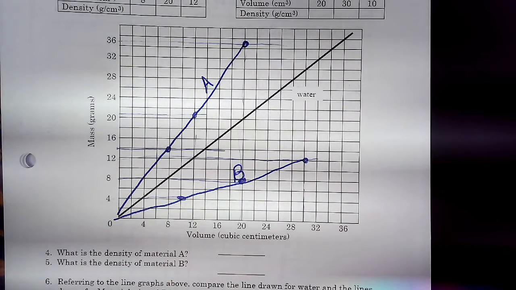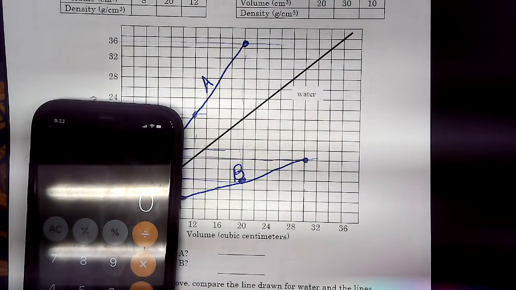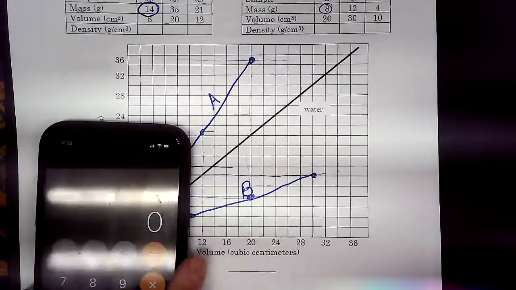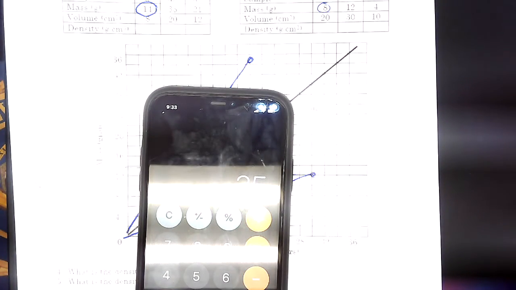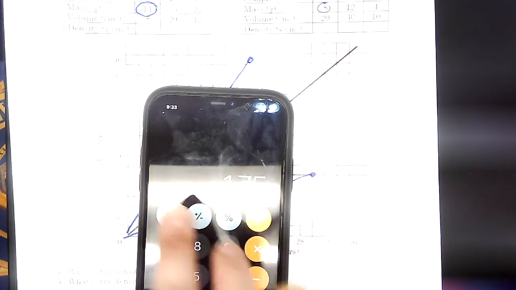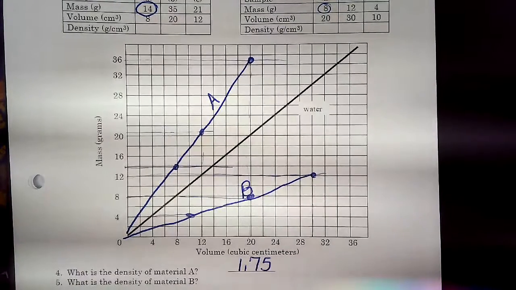Now it says, what's the density of material A? So you do have to go back up and do the density. Now, did you have to do the density for all three of these? They should all be the same because it is the same uniform material. So 14 divided by 8 is 1.75. 35 divided by 20, 1.75. Or 21 divided by 12, 1.75. So that was just to prove a point. You did not have to do them all.